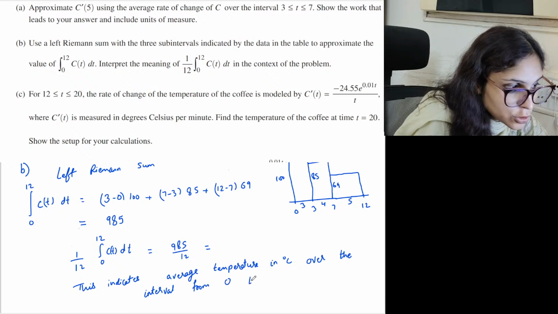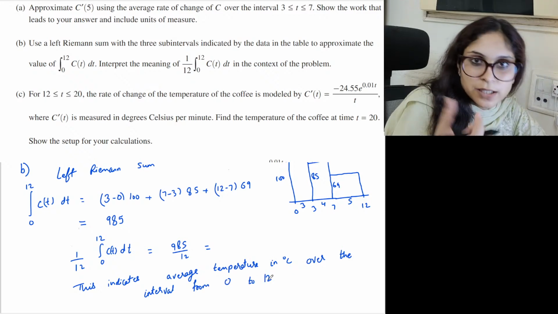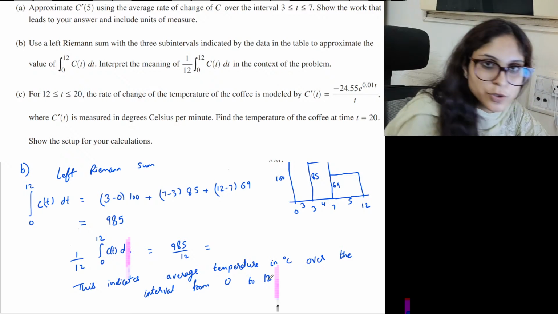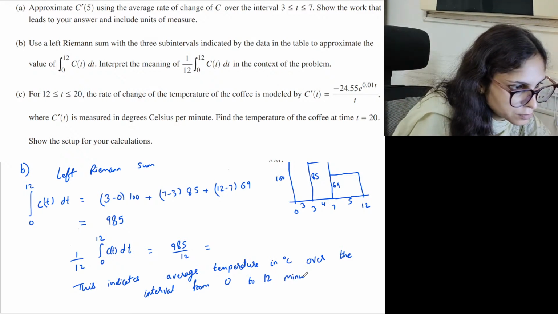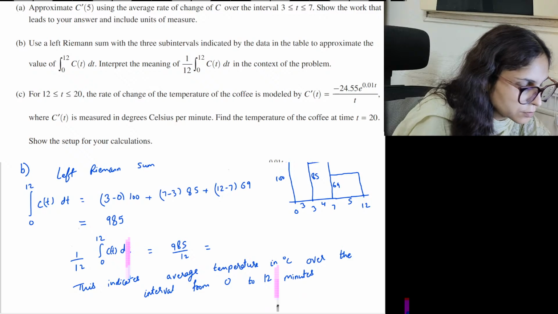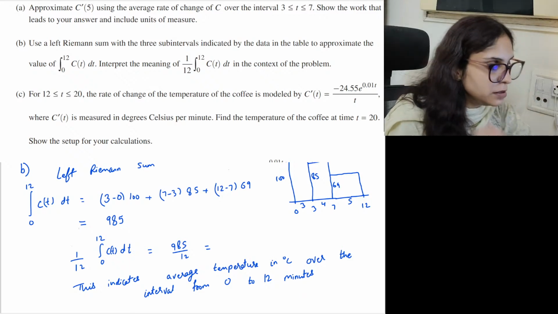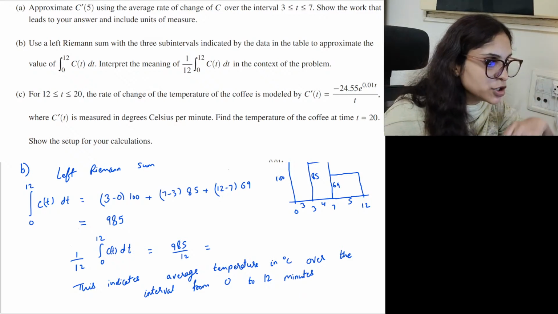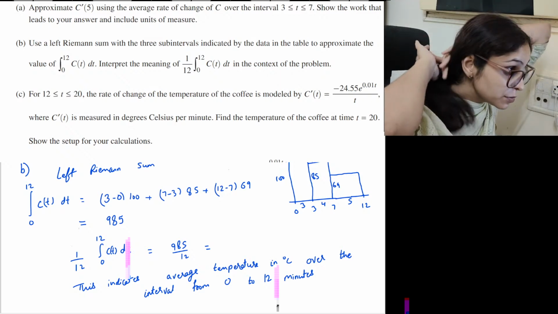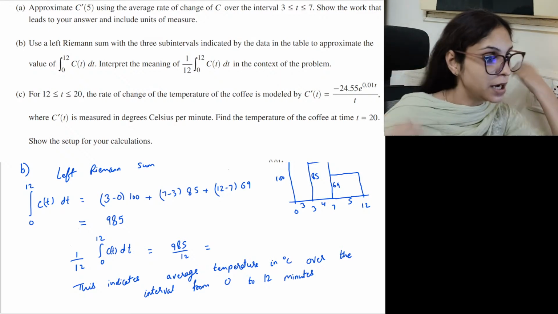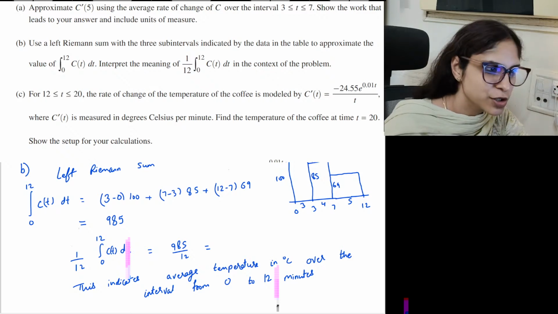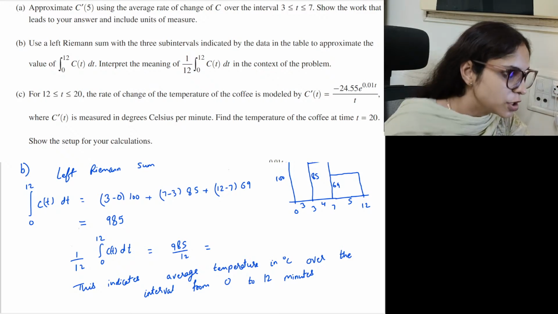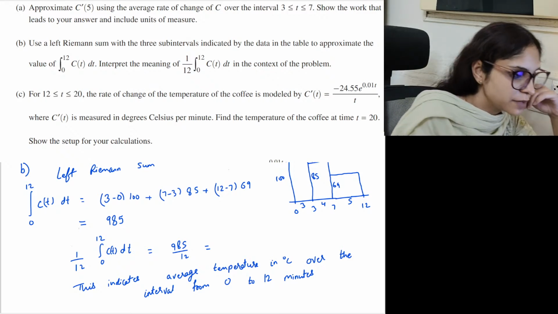So writing interval is also very important because in which interval you're getting the average temperature, right? So you're getting it from 0 to 12. And this becomes our final answer. This indicates average temperature in degrees Celsius over the interval from 0 to 12 minutes. So 1 over 12 and integration, that just gives you the average because integration is nothing but sum. So now we'll just find the value 985 divided by 12.